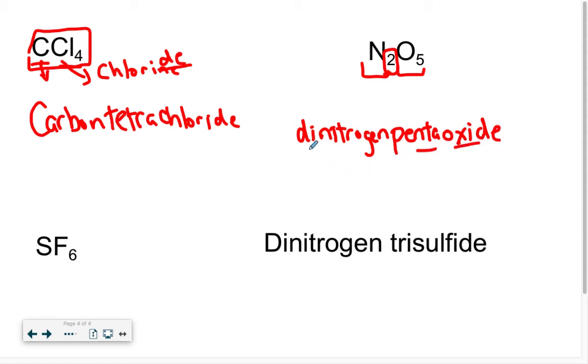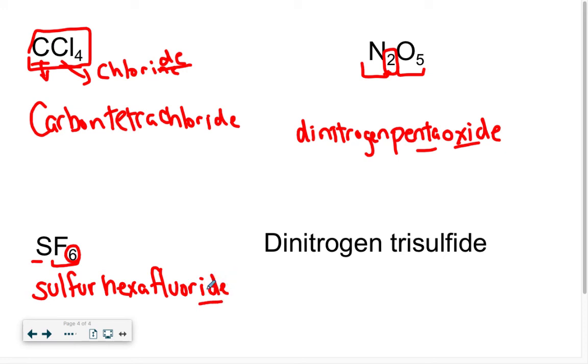That's it. This is going to tell you that you have 2 nitrogens bonded to 5 oxygens. And last one from chemical formula to the name, you have SF6. So the first one is just sulfur. And then fluorine, because you have 6 atoms of fluorine, you're going to have hexa, just like a hexagon. And fluorine is going to change into fluoride, just like what you will find in your toothpaste. So this is sulfur hexafluoride.